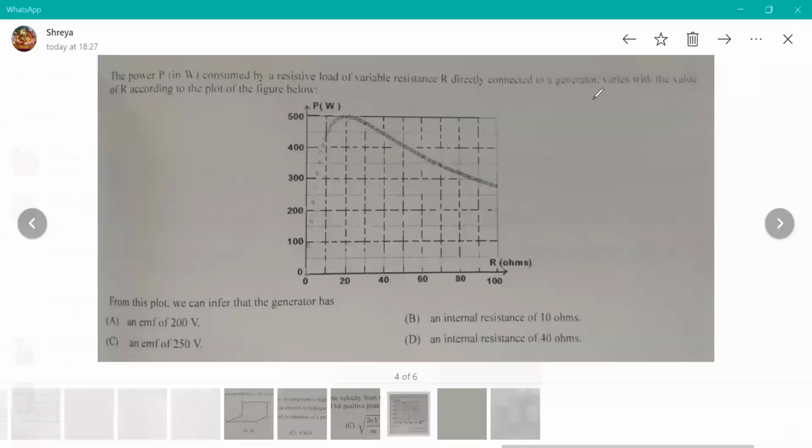Okay, let's look at the next question. So we have the relationship between the power consumed by a resistive load of variable resistance. Okay, so it's a variable resistance directly connected to a generator. It varies with the value of resistance according to this graph. So we have to find the EMF, internal resistance, etc.